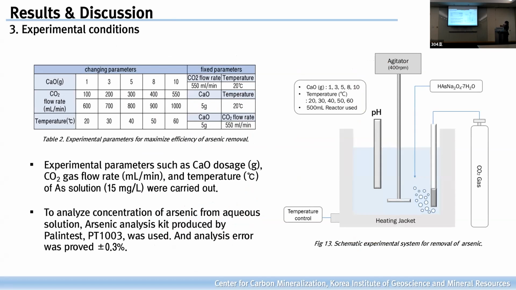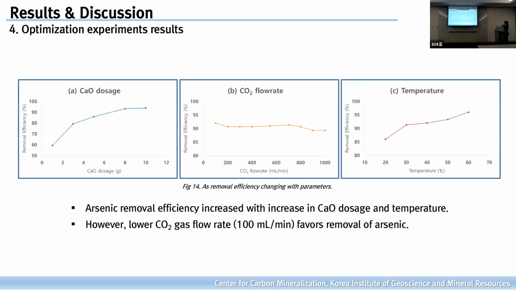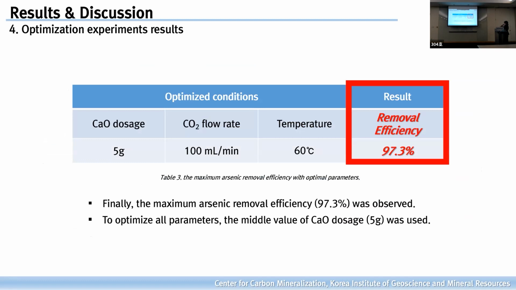There are 3 kinds of parameters for the optimal condition: first, CaO dosage, then CO2 flow rate, and the temperature. The research revealed that arsenic removal efficiency increased with increases in CaO dosage and temperature. However, a lower CO2 gas flow rate favors removal of arsenic. Finally, the maximum arsenic removal efficiency was 97.3%, with 5 grams of CaO dosage, a 100 milliliter per minute CO2 flow rate, and 60 degrees of temperature.